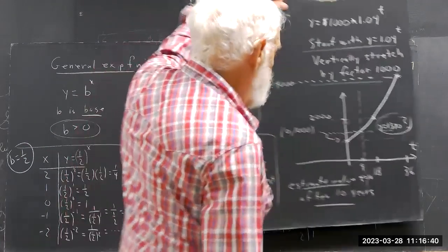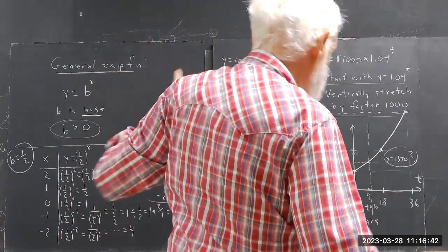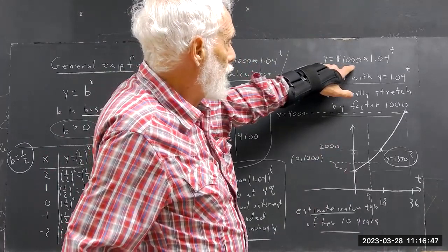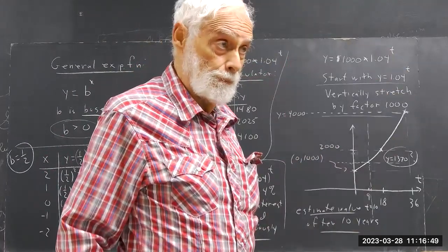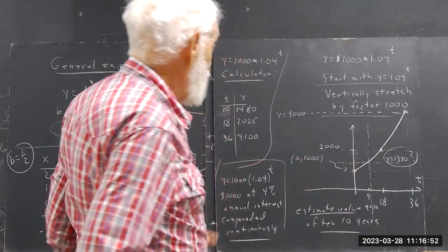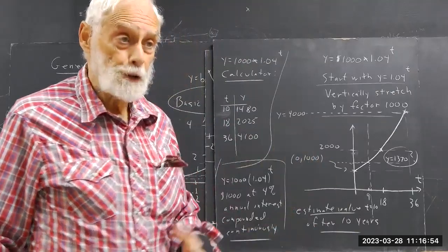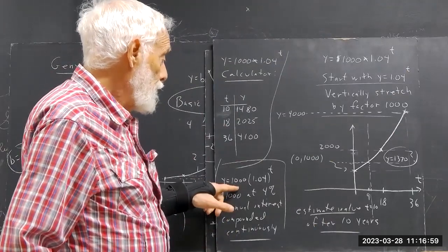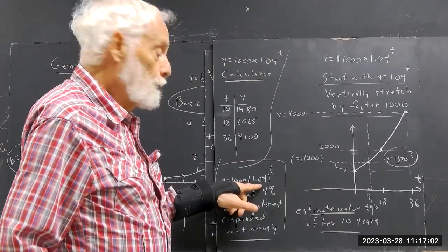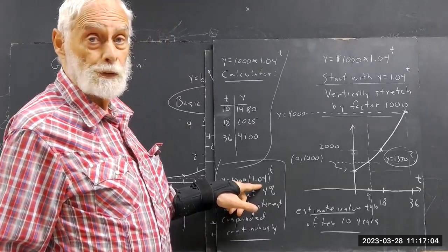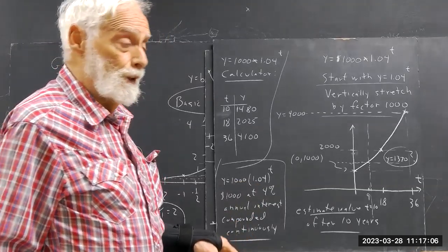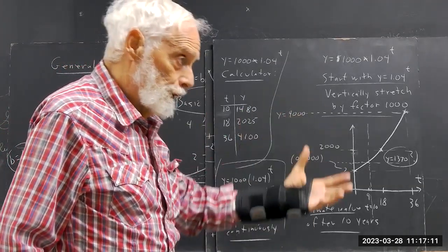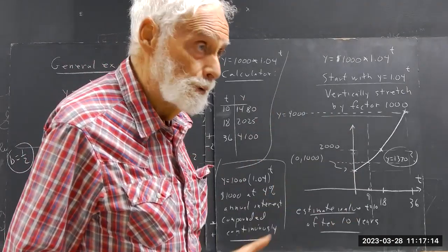Now, here's an exercise we did. We do y equals $1,000 times 1.04 to the t. Now, it turns out that that's an accurate model of the value of a $1,000 investment at 4% annual interest compounded continuously. And hopefully, you know what compounding is. Hopefully, you then understand what continuous compounding is. Your book will tell you about it.